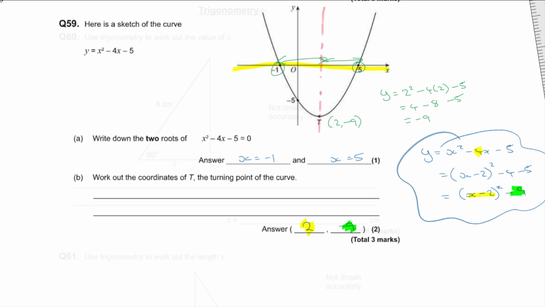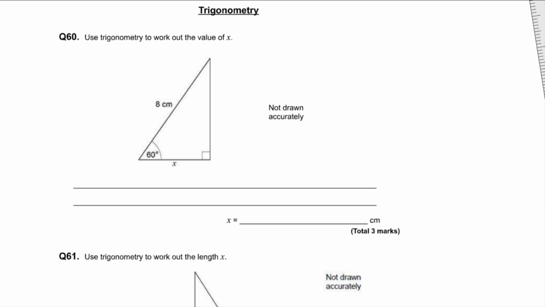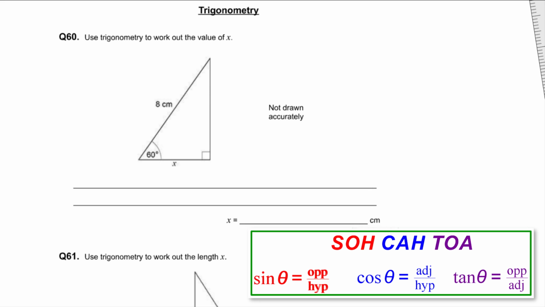Time for a bit of trigonometry. So we're going to be using SOHCAHTOA in order to work these out. The first thing we're going to do is label the sides. The longest side is always the hypotenuse, so I'm going to label it H. Then here's my angle. This side here is adjacent to the angle. It's next to it, that's why it's the A. And this one over here is the opposite.